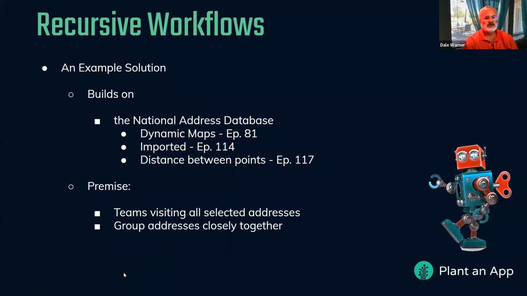So first, I'll show you exactly where we're going with this. We'll take a look at an example solution. This solution builds on at least three episodes that we've done in the past. One where we had a guest speaker, Jerry Maddox, that showed us all about how to do dynamic Google Maps. So that was episode 81. We imported the National Address Database, and that's core to this solution, and we did that in episode 114. And then a couple episodes back, we did distance between points, and that again is core to what we're going to do today. So these things build on each other.